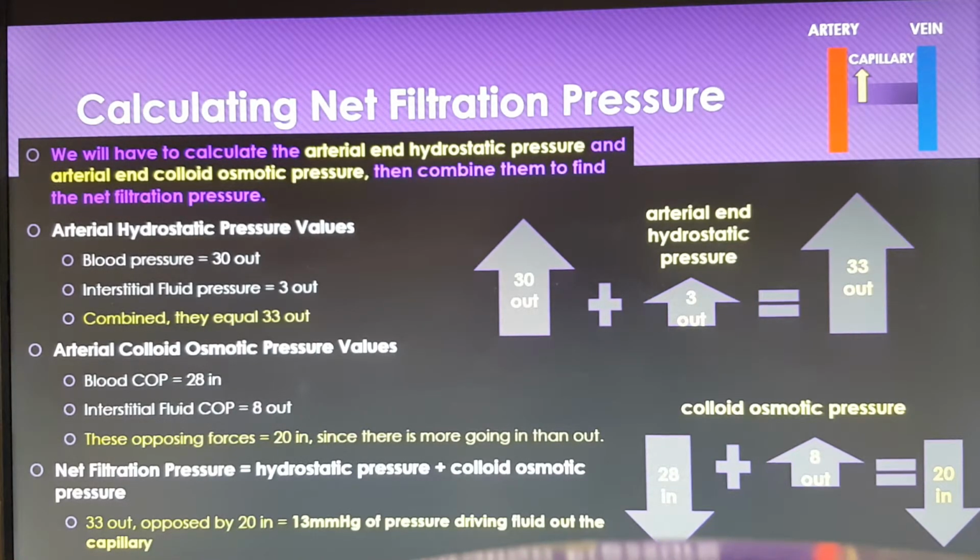So to get your net filtration pressure, it's a combination of both the hydrostatic pressure as well as your colloid osmotic pressure. You have a 33 out combined with a 20 in. Those end up opposing each other. So you end up with 13 millimeters of mercury pressure that drives fluid out of the capillary, since the 33 out is your larger number.